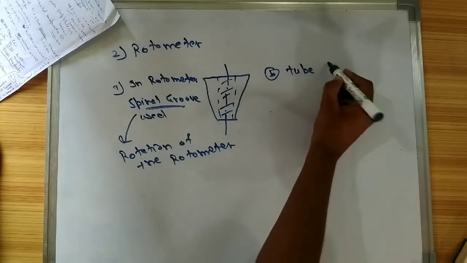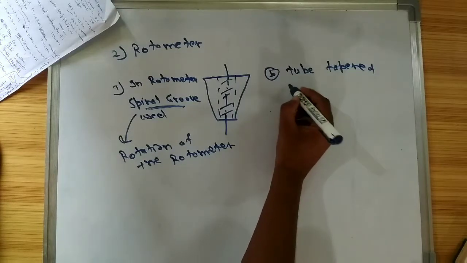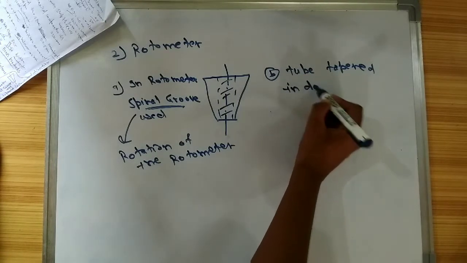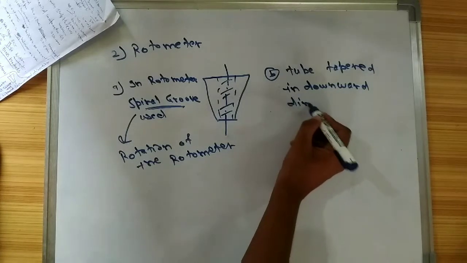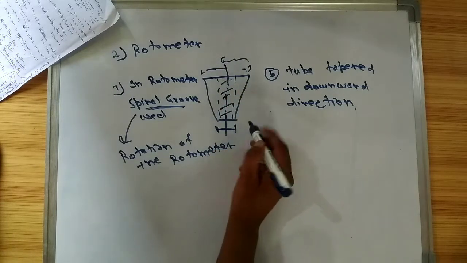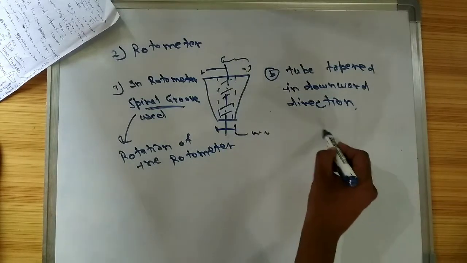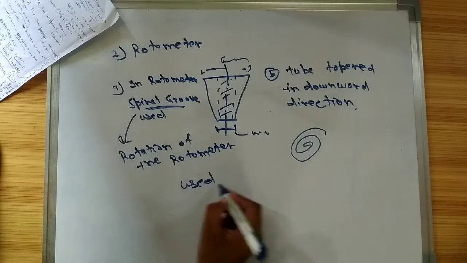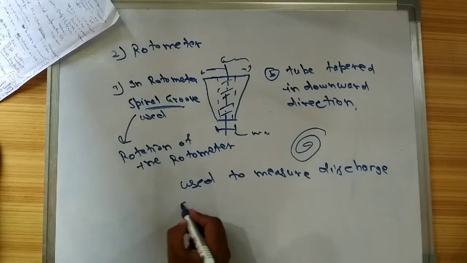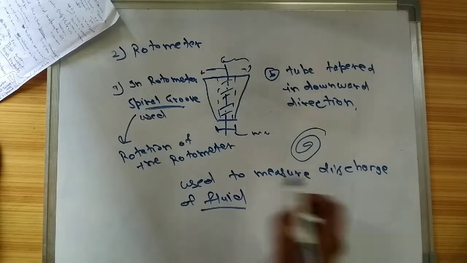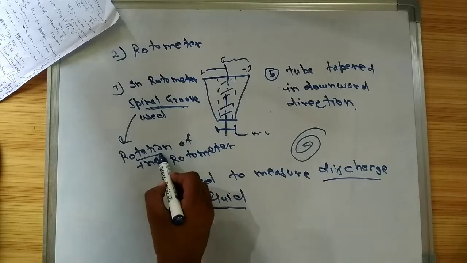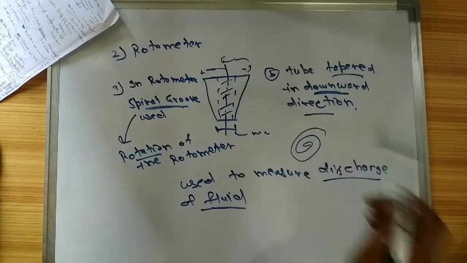In a rotameter, the tube is tapered in the downward direction. At the top of the rotameter, the diameter is maximum, and at the end, the diameter is minimum. The float rotates and the rotameter is commonly used to measure discharge of the fluid. It is used for measuring discharge of the fluid, a spiral groove is used, and due to the spiral groove the float rotates, and the tube is tapered towards the downward direction.